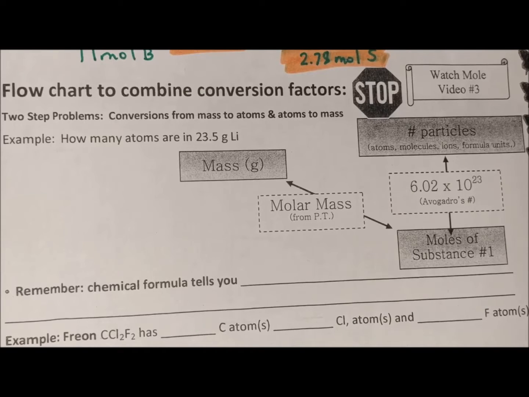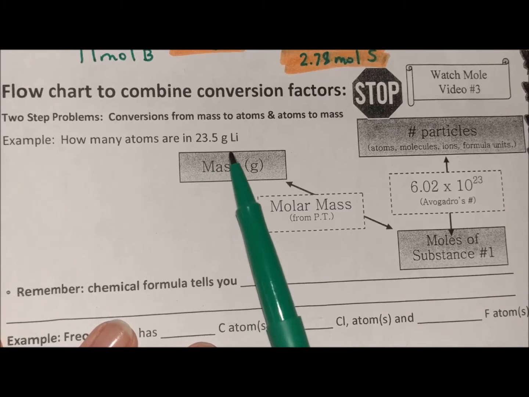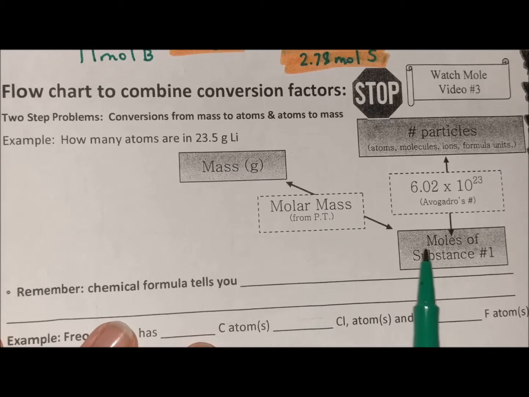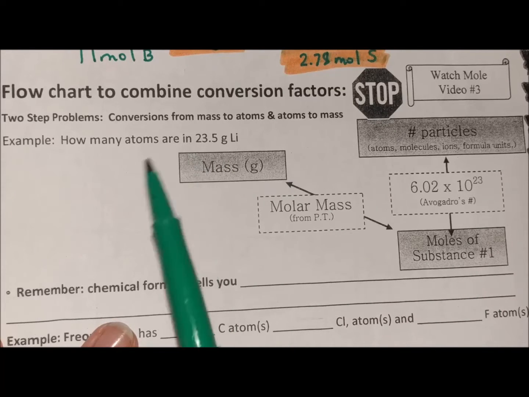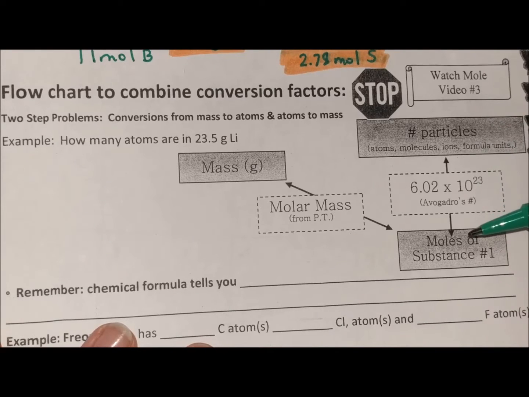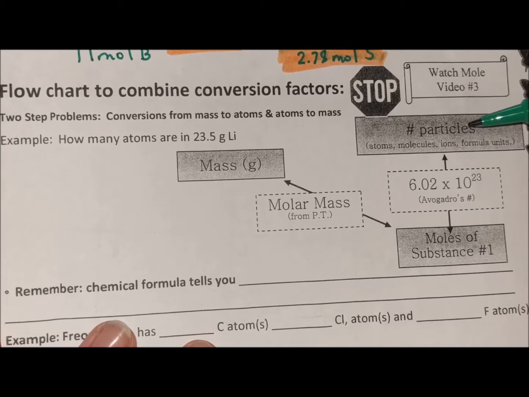Okay guys, here's our last video on moles, and we're going to use this flowchart to be able to do two-step problems. If I were to give you mass, I would use the molar mass to convert to moles. If I was given moles, I would use molar mass to convert it to mass. The same thing with particles. If I was given moles, I would use Avogadro's number to convert it to particles. If I was given particles, I would use Avogadro's number to convert it to moles.